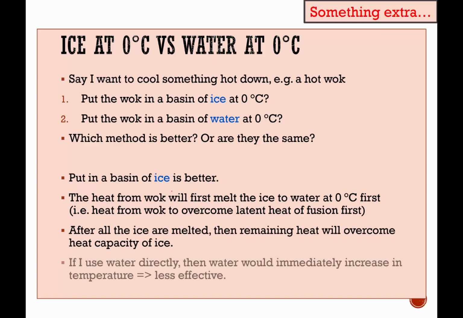So therefore, the remaining heat will overcome the heat capacity of the ice and therefore cool down the wok even further. If I were to use the water directly, then water would immediately increase in temperature. And that is why it is actually less effective to cool the hot thing down, in this case, by using water at 0 degree. It is actually much more efficient, or in terms of physics, much more effective to use a basin of ice instead. All because first and foremost, the heat from the wok will actually need to melt the ice, and thereafter the water can still further reduce the temperature of the wok.